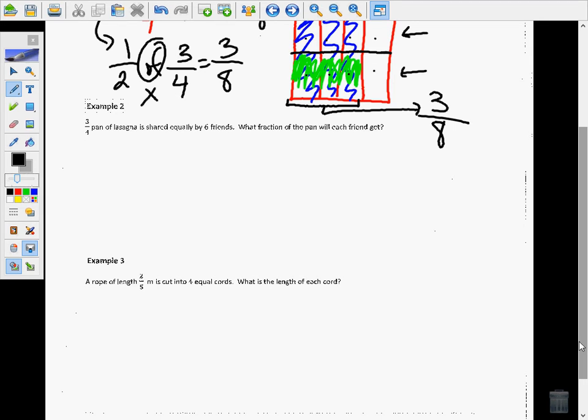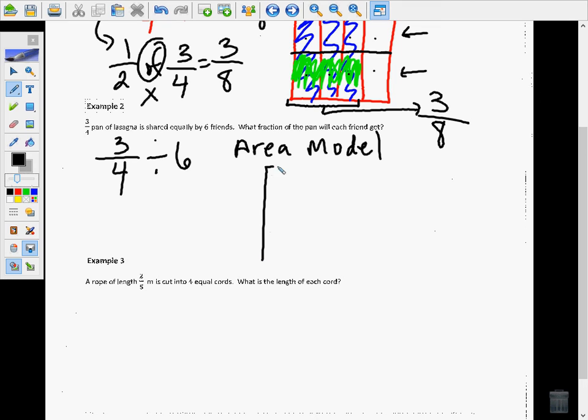So let's start with your division number sentence. Would you agree that we're taking 3/4, sharing it with 6 people, means we're going to divide it by 6. Now we're going to draw the area model. So we're going to draw a rectangle. What do you suppose we should start with? 3/4. So we're going to cut it into 4 parts. Since it's 3/4, we're going to shade 3.